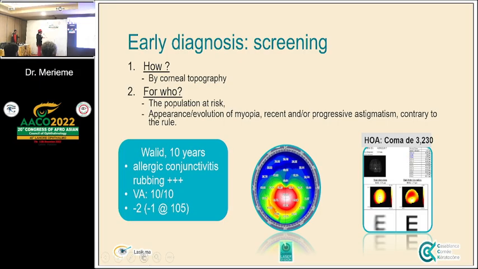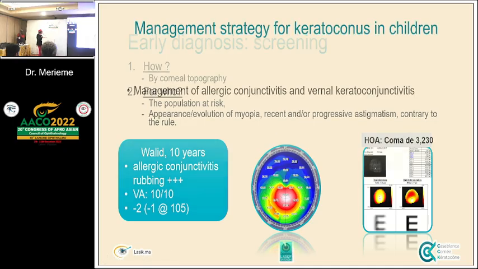And he developed a myopia and astigmatism under the rule, and when we do the topography, he has a tinted, and we do the topography because he has conjunctivitis and he is rubbing his eye, and we discover keratoconus with high order aberration with coma at 3.2 microns.